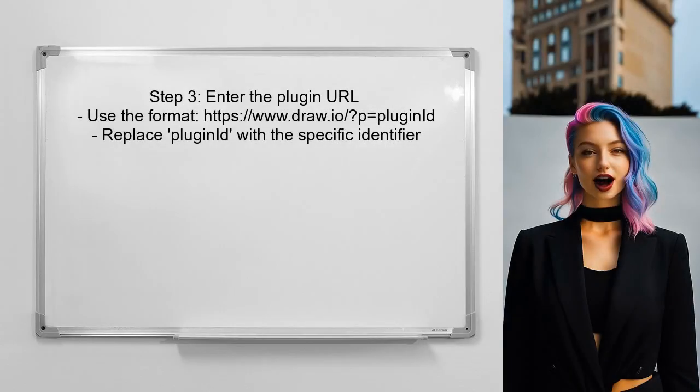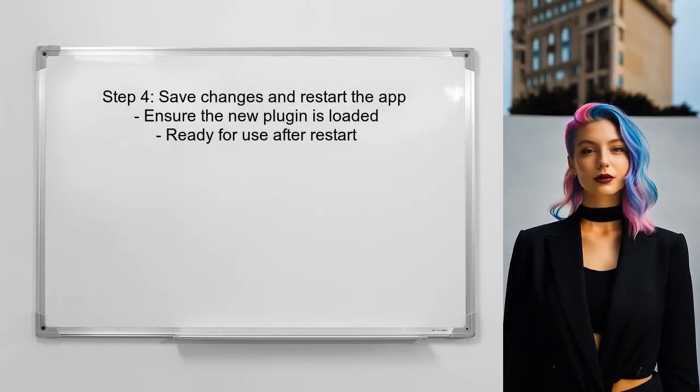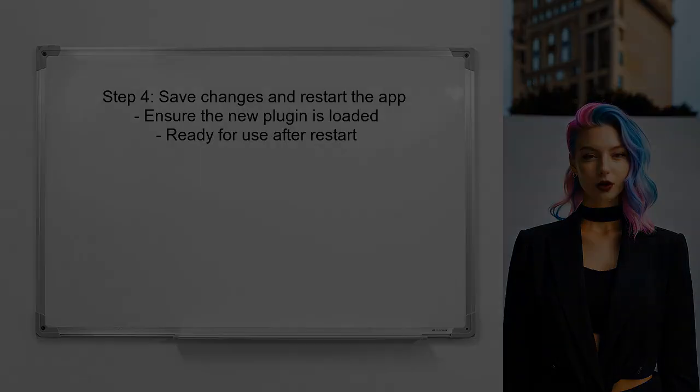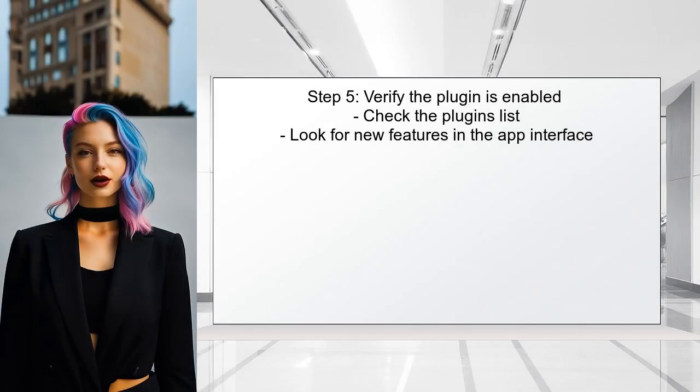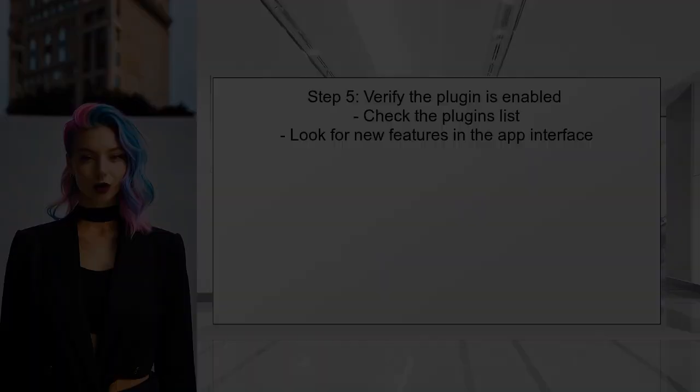After finding the Plugins section, the user can enter the URL of the desired plugin. For example, they can use a URL format similar to https://draw.io plugin ID, where plugin ID is the specific identifier for the plugin they want to enable. Once the user has entered the plugin URL, they should save the changes and restart the Draw.io app. This will allow the new plugin to be loaded and ready for use. Finally, the user can verify that the plugin is enabled by checking the plugins list again or looking for new features in the app interface.